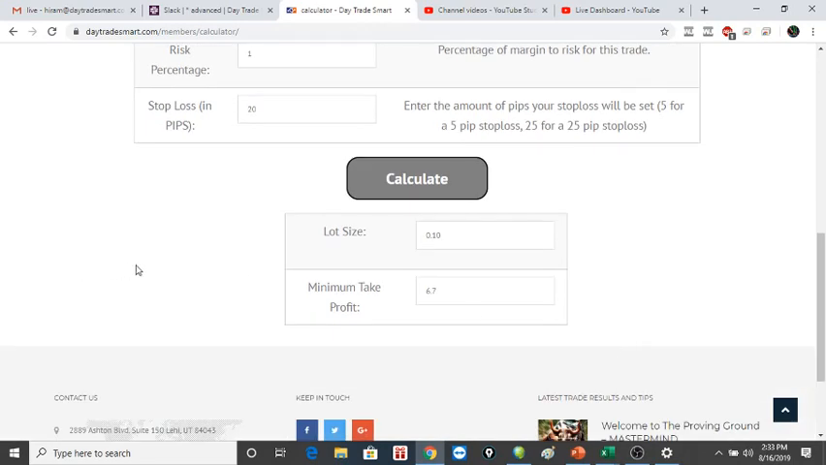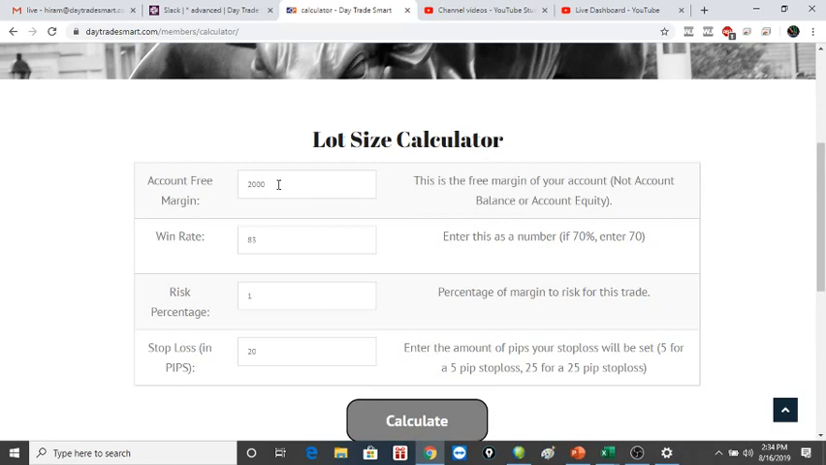Okay. What's the minimum take profit in order for this to make sense mathematically and scientifically? 6.7. So if we had a 20 pip stop loss, we'd need at least 6.7 pips of profit. Otherwise, that trade's not going to work for you long term. If you have 7 pips, good. 8 pips, 9, anything greater than 6.7. So lot size is going to be the most, and take profit is going to be the least. So that's it.